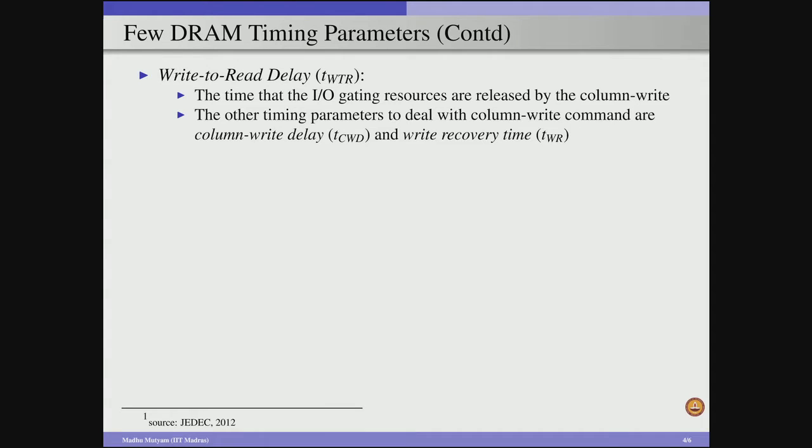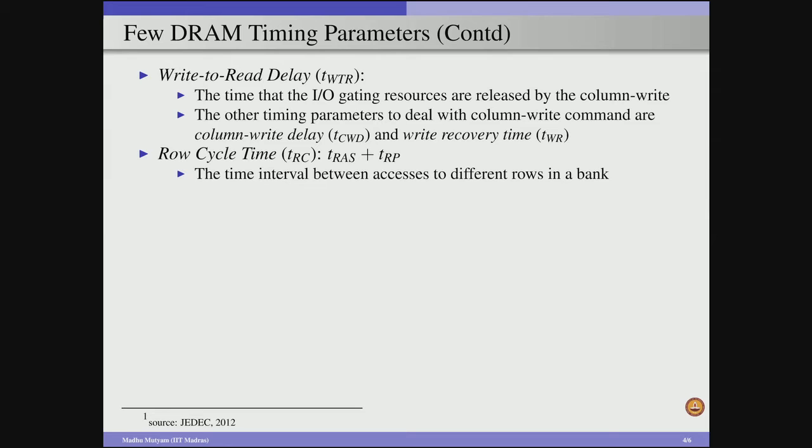If we do that, then we can eliminate this TWTR delay from our critical path. These are the two other important timing parameters we have to consider for performing write operations. One is the column write delay and the other one is the write recovery time.